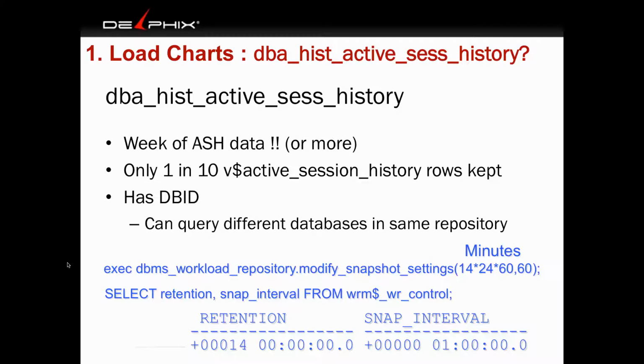So DBA_HIST_ACTIVE_SESS_HISTORY is a little bit different. It only has 1 in 10 samples. Oracle throws away 9 out of 10 of the samples. So my query is going to be different. And this also has DB ID.